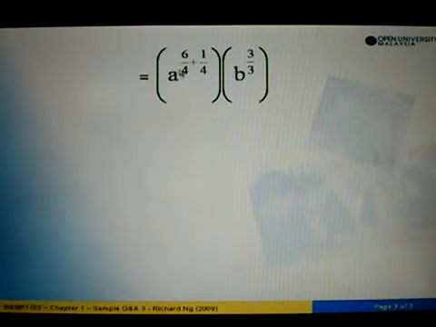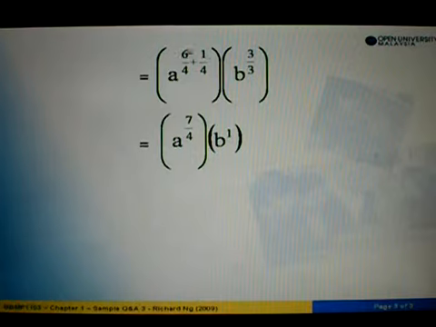So this is the one. A to the power 6 over 4 plus 1 over 4 and then times b to the power 3 over 3. When we simplify, we should get 7 over 4, and then 3 over 3 equals b to the power 1. So now let's solve the question.